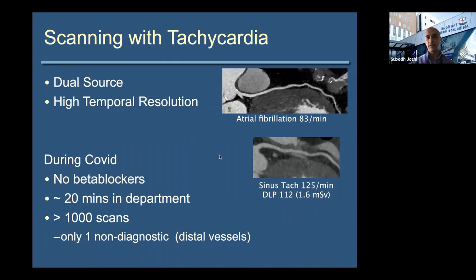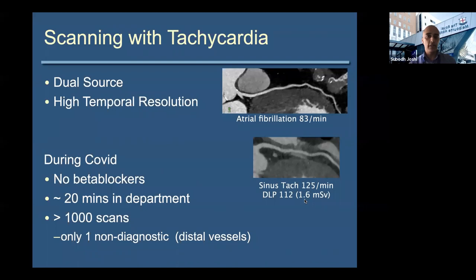So for example, this is at atrial fibrillation at 83 beats per minute. And this is someone we scanned yesterday, actually with a sinus tachycardia of 125. And even the dose is very low, so 1.6 millisievert. So not even a penalty with that.